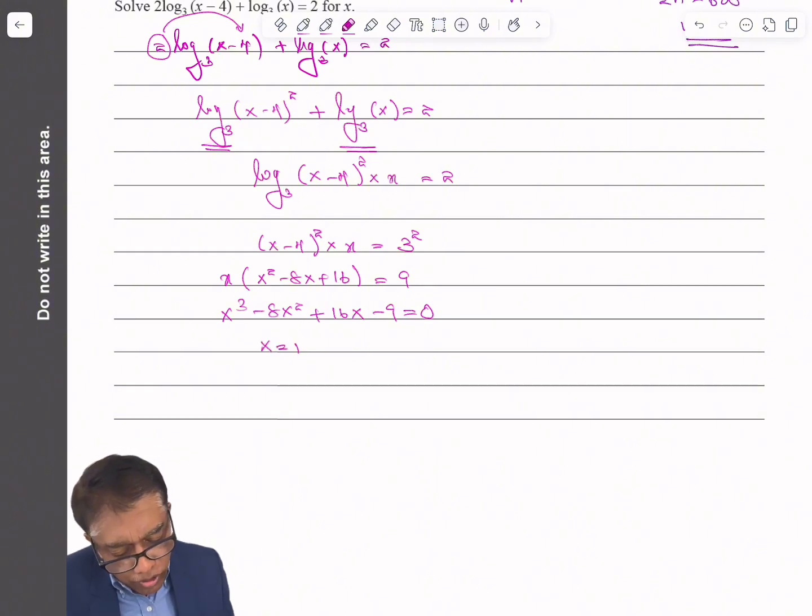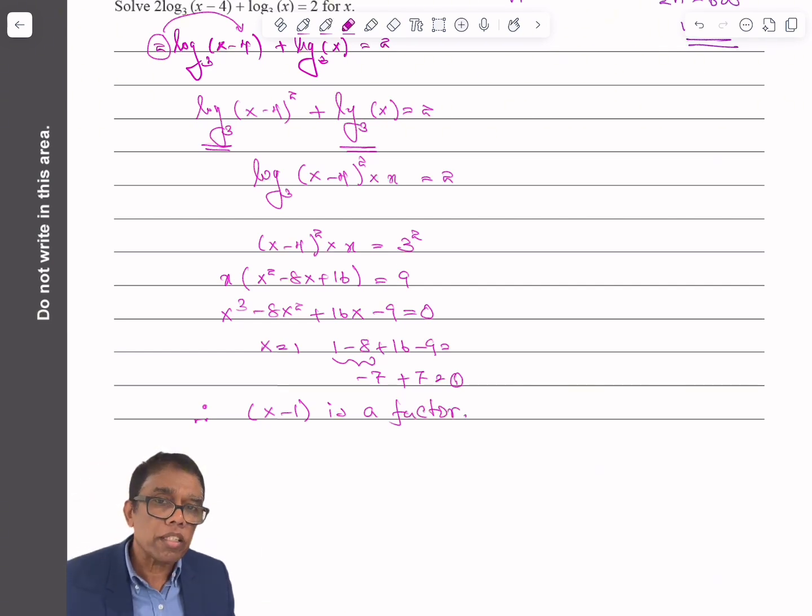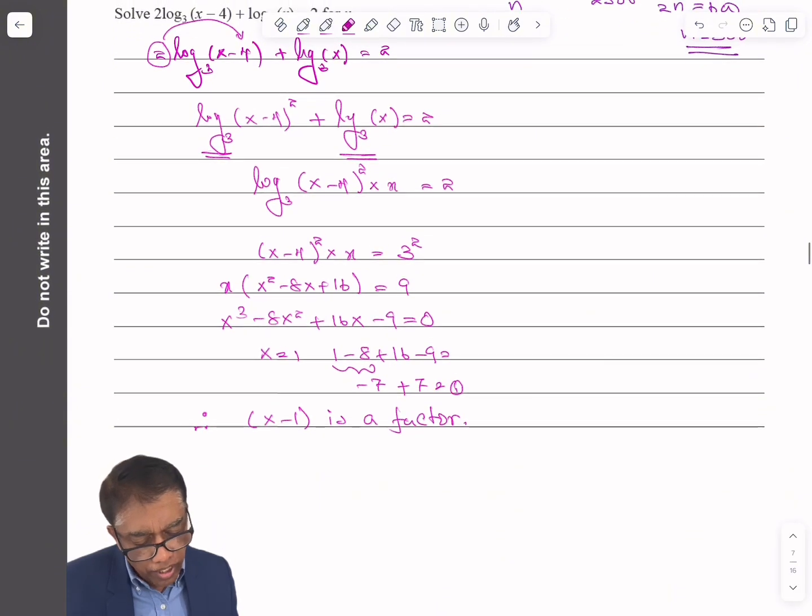X is equal to 1. You know that 1 minus 8 plus 16 minus 9 is negative 7 plus 7, which is equal to 0. Therefore, x minus 1 is a factor. We have to find the other factors of this expression. How do you find the other factors?